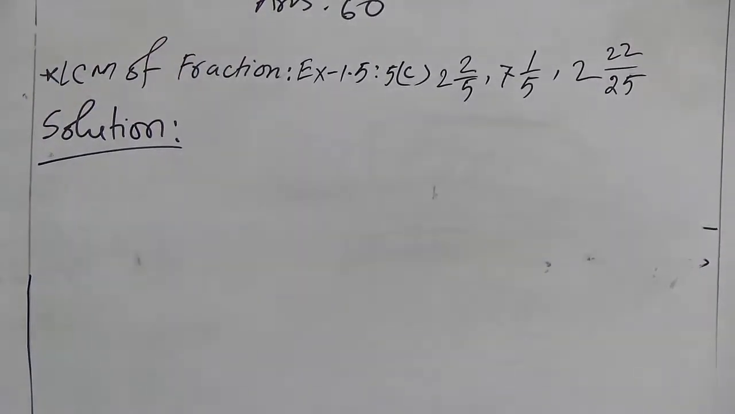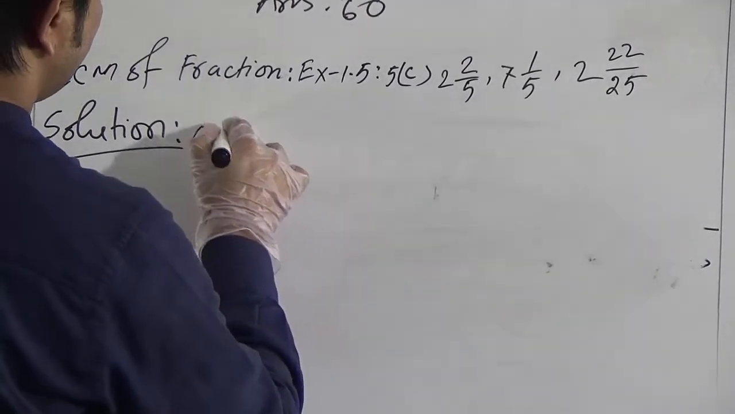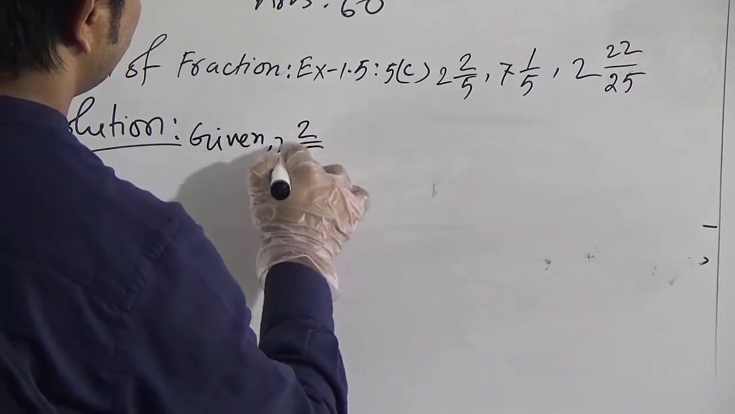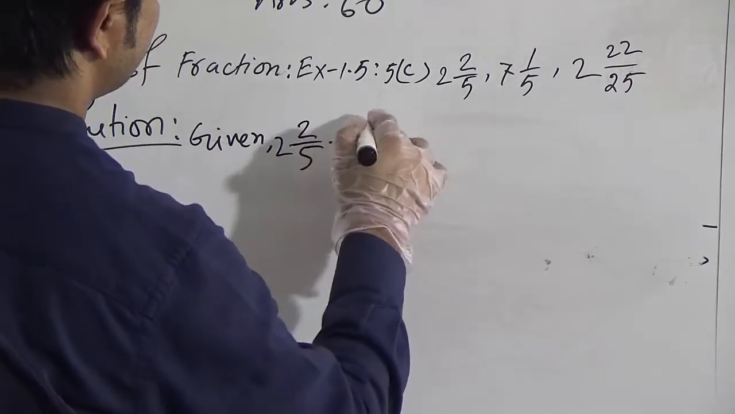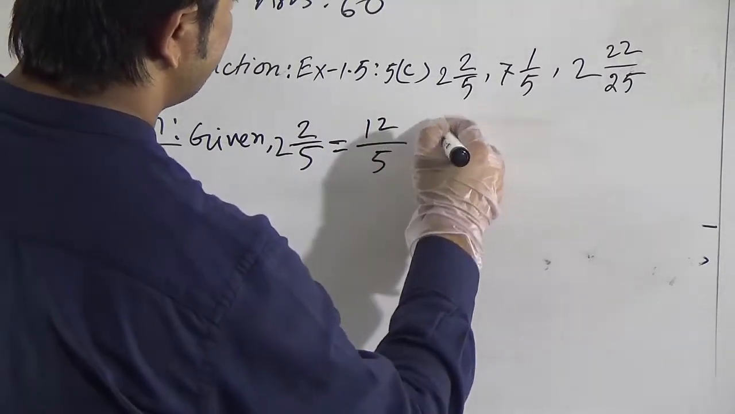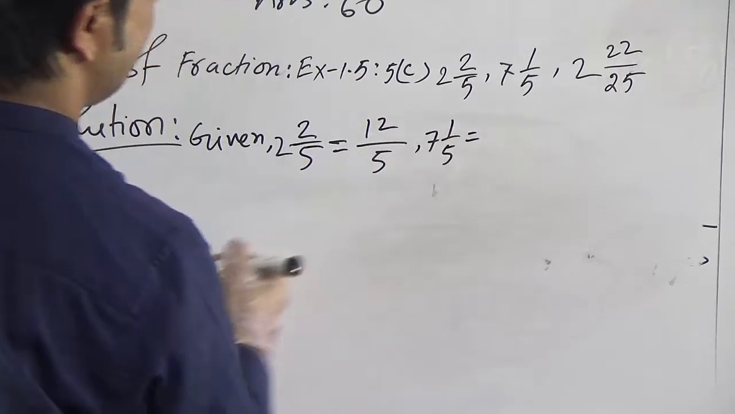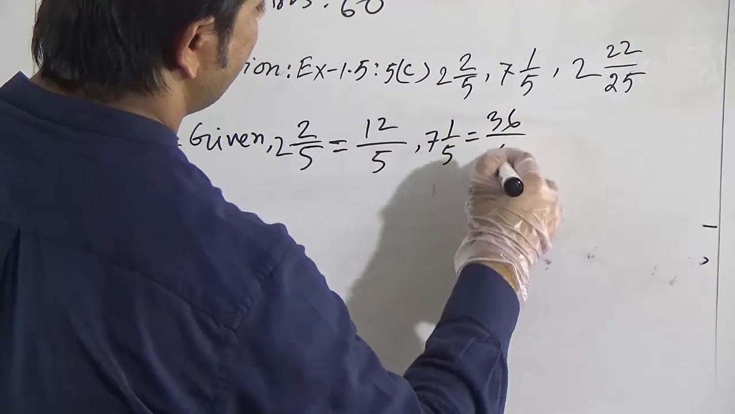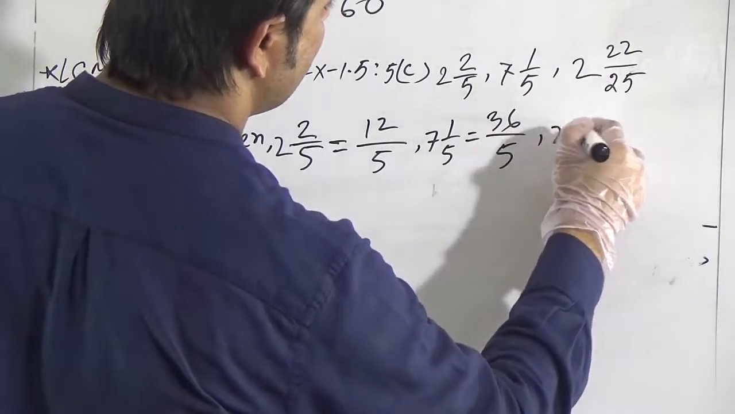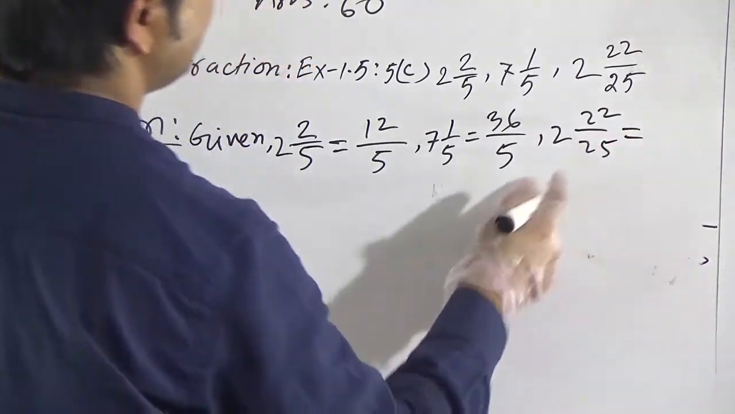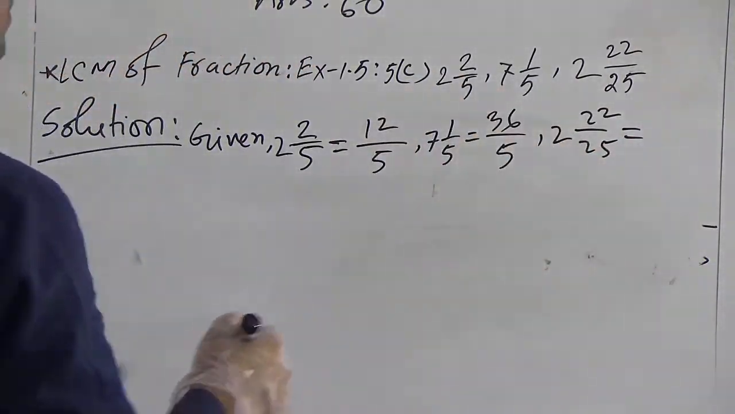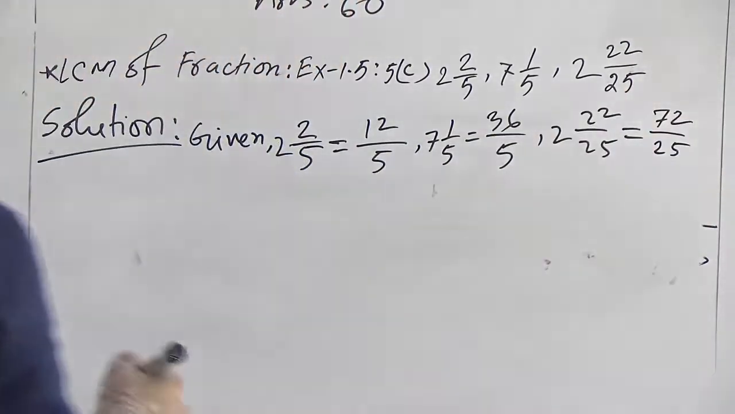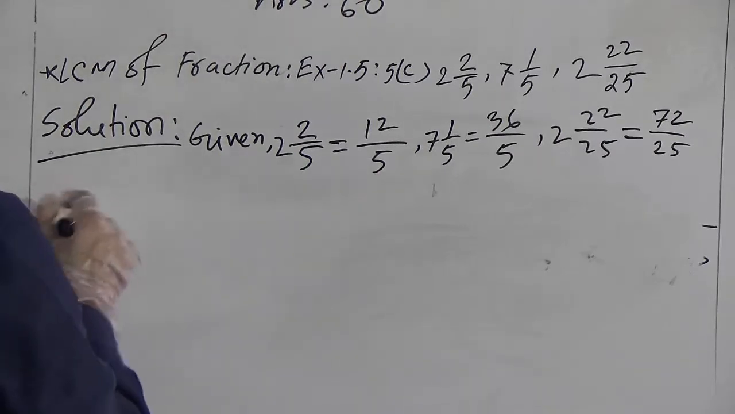Let us solve the question. Now, what is given here? First fraction is 2 integer 2/5. It will be equal to 12/5. Next fraction is 7 integer 1/5. It means that 5 sevens are 35 and 1, 36/5. Then the last one is 2 integer 22/25. This will be 25 2s are 50 and 22, that is 72. Here is 25.